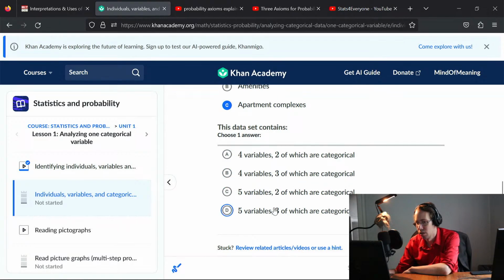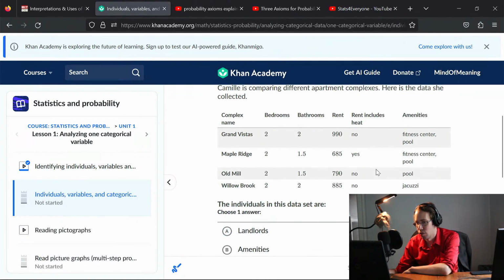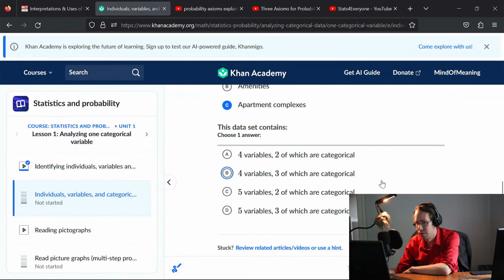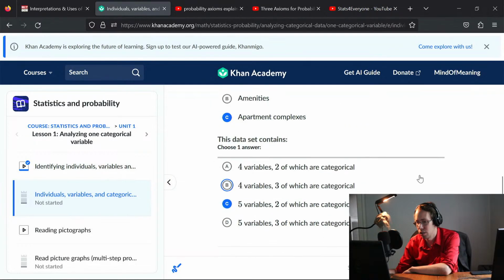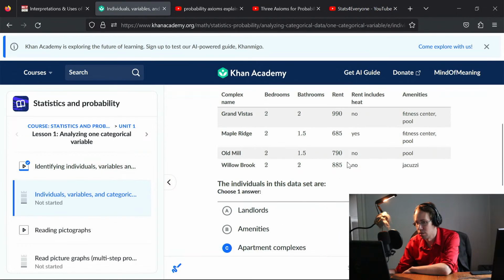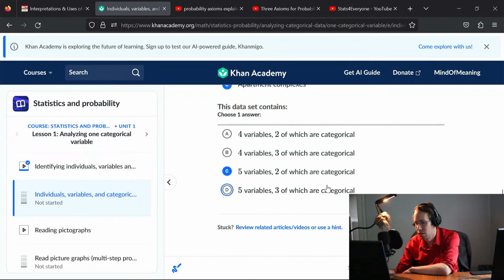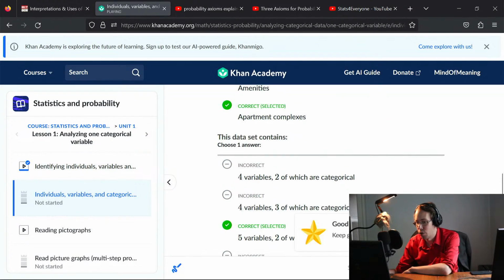See? 1, 2, 3, 4, 5. It's 5. Yeah, 5. 2 of which are categorical. So you don't even give me the chance to make a wrong answer. Because if this were nominal or quantitative, then it would be 4, not 3. So yeah, I'm perfect, as usual.